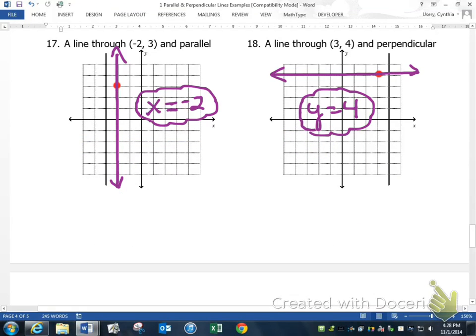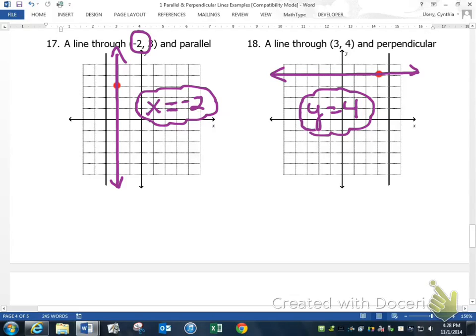Okay, let's compare answers on number 17. I got x equals -2. It goes through the point (-2, 3), and it is parallel to the line drawn on there. The line drawn on there is a vertical line, so I'm going to draw a vertical line. Remember, vertical lines only go through the x-axis. It goes through at -2. You could also get that from the x value of your ordered pair.